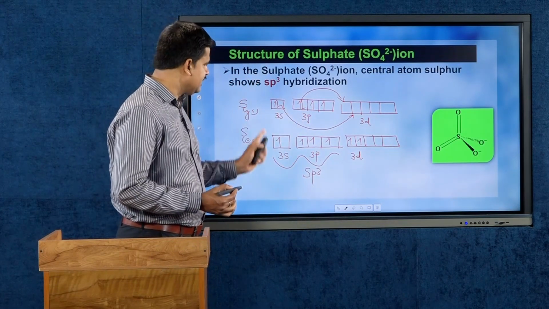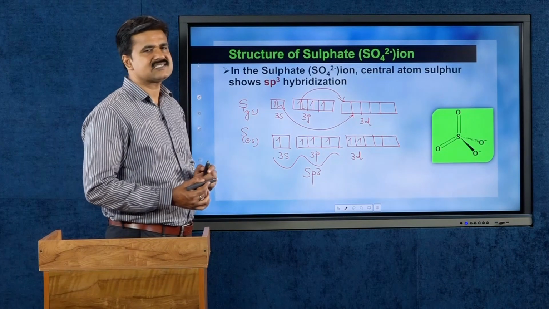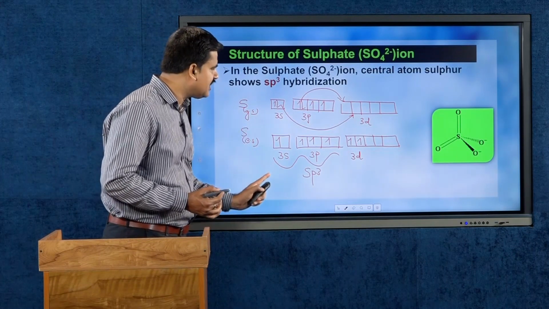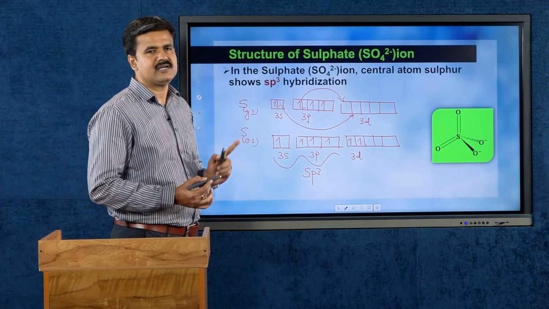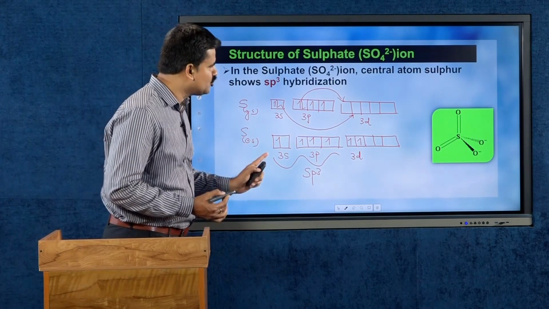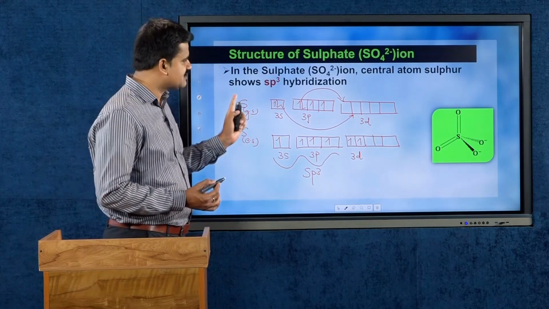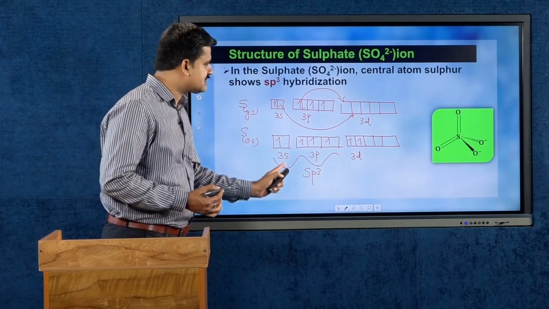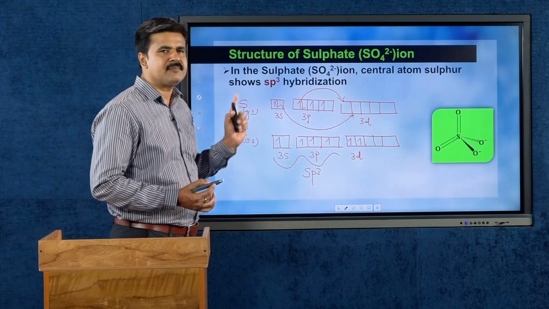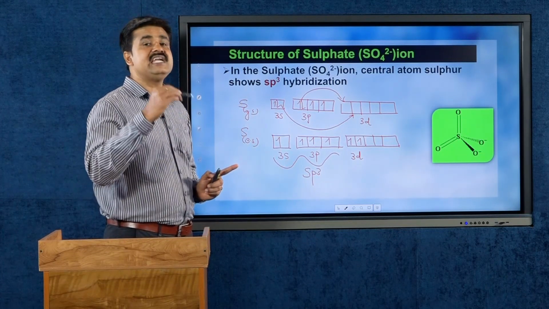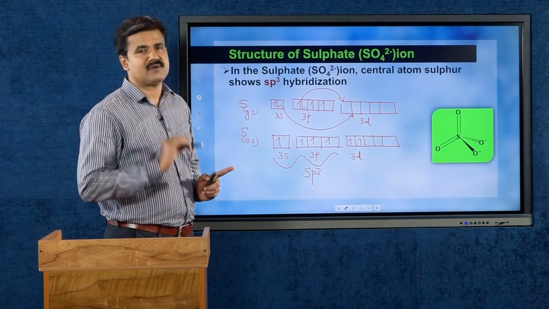Now, in this SO4 2 minus ion, the central atom sulfur has 4 half-filled sp3 hybrid orbitals and 2 unhybridized d orbitals. It is very clear that these half-filled hybrid orbitals, the 4 sp3 hybrid orbitals, lead to the formation of 4 sigma bonds.